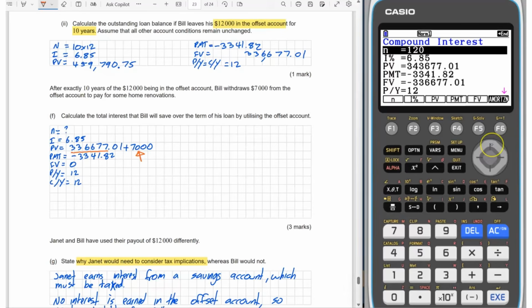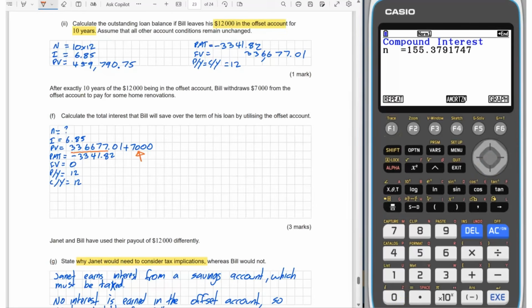So essentially his balance now has increased by that $7,000. So we'll see what that means in terms of how long it's now going to take Bill to pay off his loan. So N is what we're trying to find here. We just have to adjust my future value because we're paying off the loan. Then we find N, and we see that N is equal to 155.38. Okay, so that's how long it's going to take him to pay off the rest of the loan at the end. Now, we still have to find out the total interest, which requires a few more calculations.